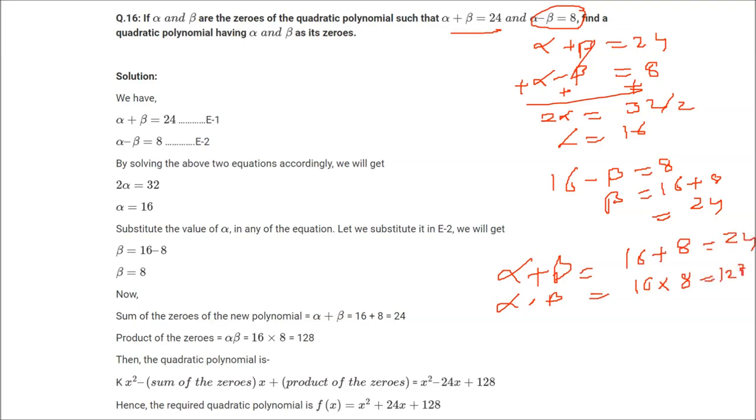Now we know that the quadratic polynomial is nothing but x square minus sum of the zeros into x plus product of the zeros. In sum of the zeros, let us put 24, and in product of zeros, let us put 128. So this is your equation. This is minus.